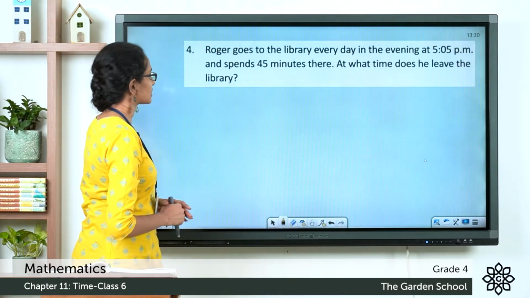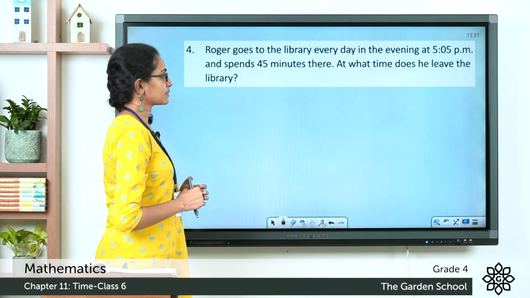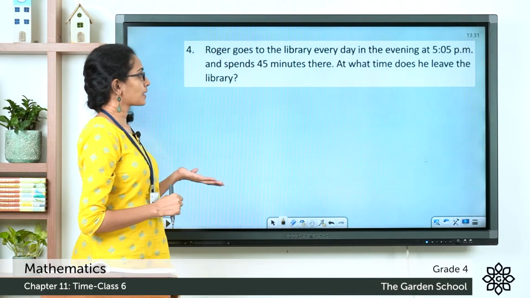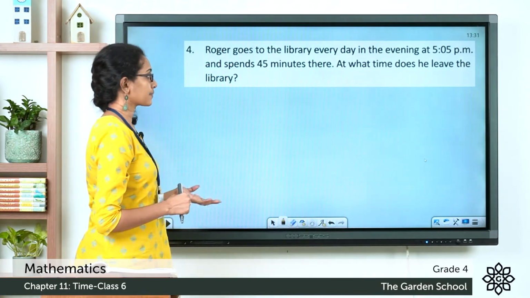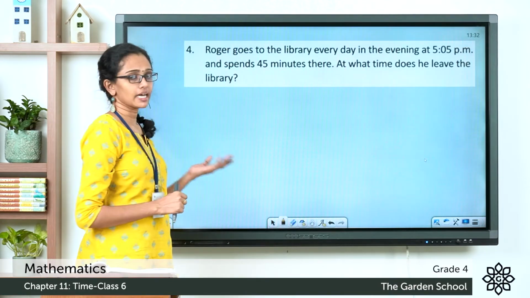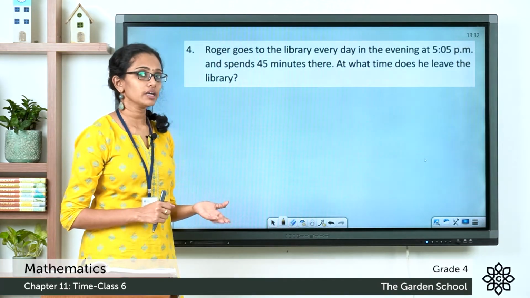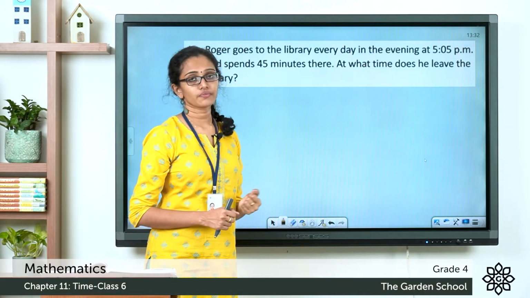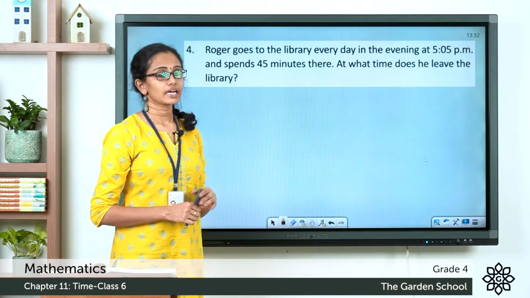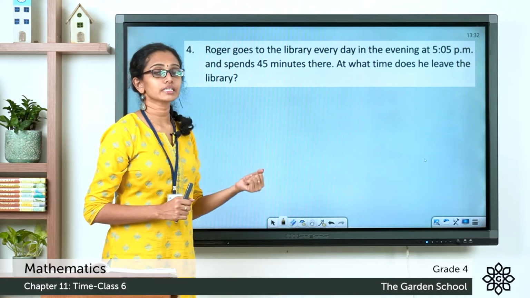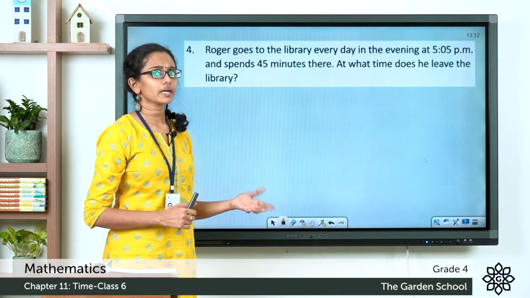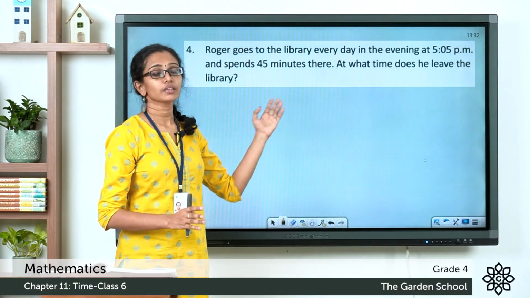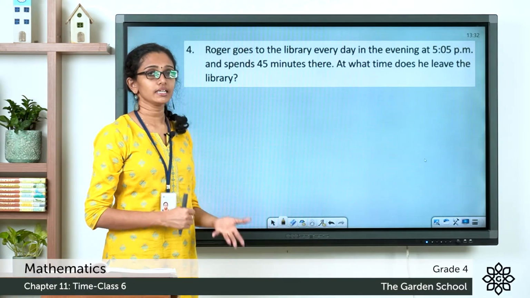Now the next question. Roger goes to the library every day in the evening at 5 p.m. and spends 45 minutes there. At what time does he leave the library? So what time is given? See, the time he reaches the library is given and it is 5 in the evening. And he will spend 45 minutes in the library every day. So at what time would he leave? It would be this 5 p.m. plus the 45 minutes that he spends at the library.